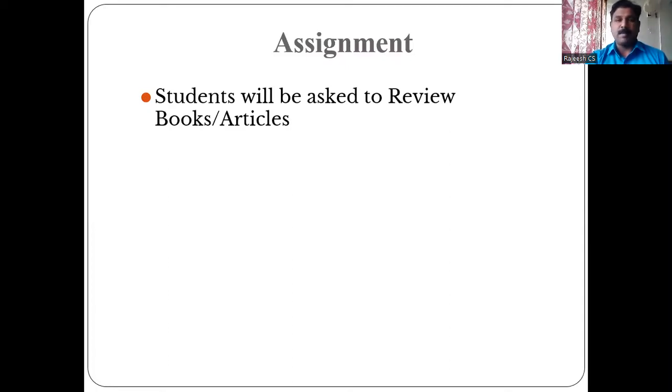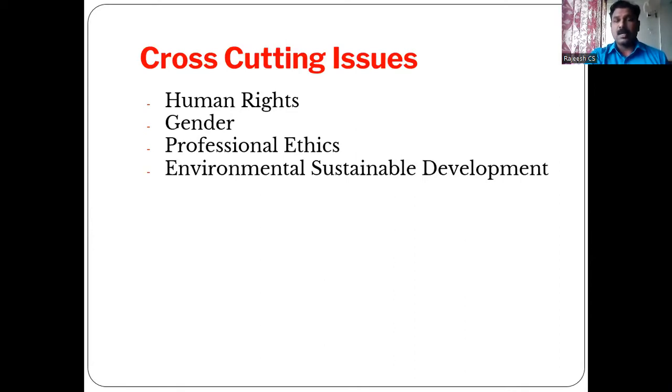And for your assignment purposes, of course, I'll be giving you some books and articles to review based on particular rubrics. I will provide you certain rubrics, that is, certain parameters that you need to go through. Book review is not just reviewing or viewing the books. It is also a systematic activity where all students need to satisfy certain parameters for its analysis itself. And as for the cross-cutting issues, through this course we will be enriched with information on human rights, gender-related issues, professional ethics, and environmental sustainable development.